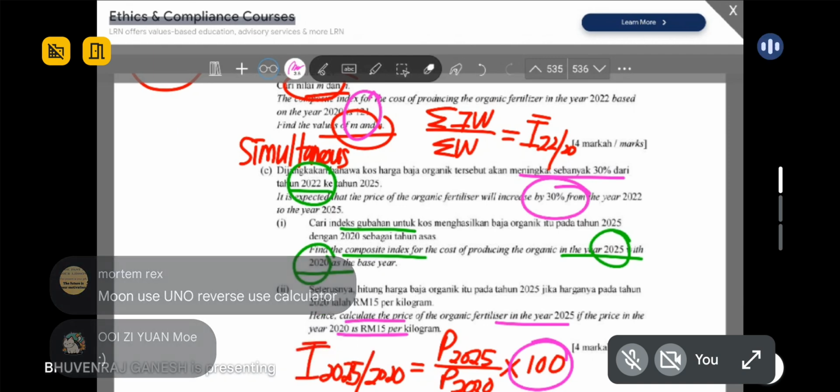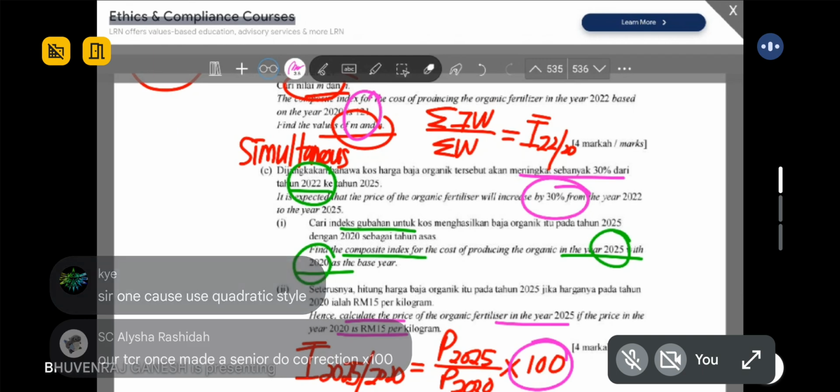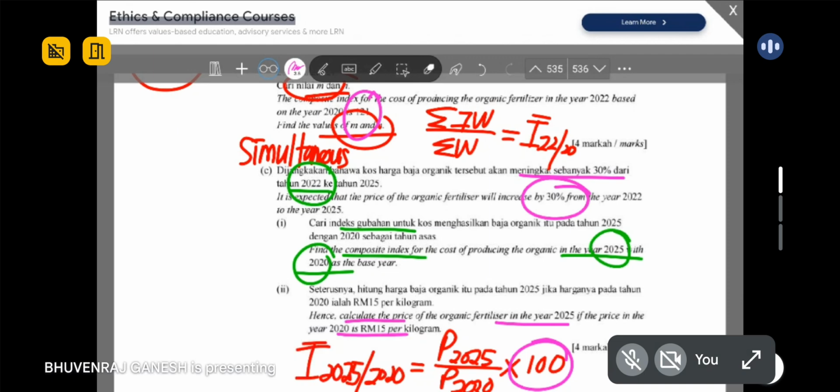Can hit me with Admaths question paper. Admaths question paper not hard lah. Paper where got hard. How thick also your hit is not painful. Calculator if you hit is more painful. So our teacher makes a senior do correction times.